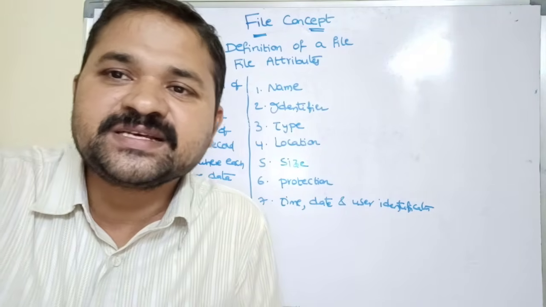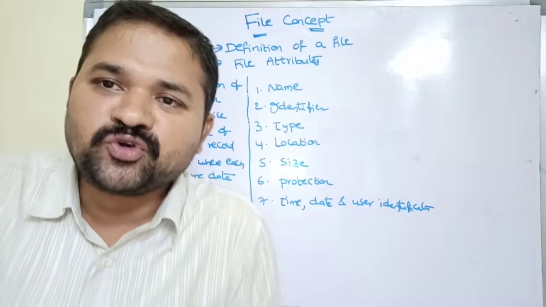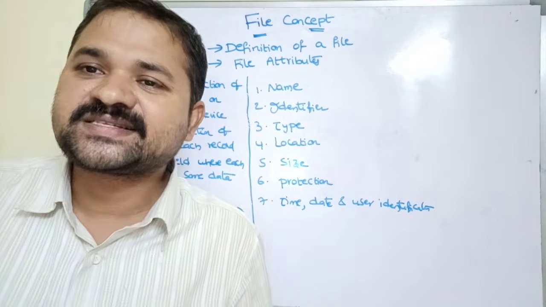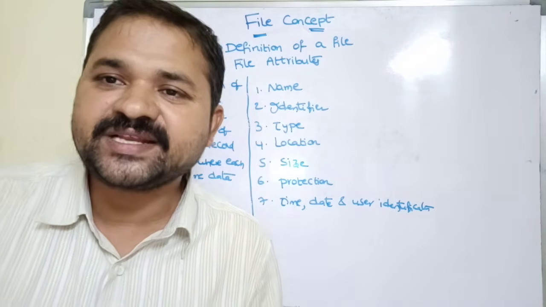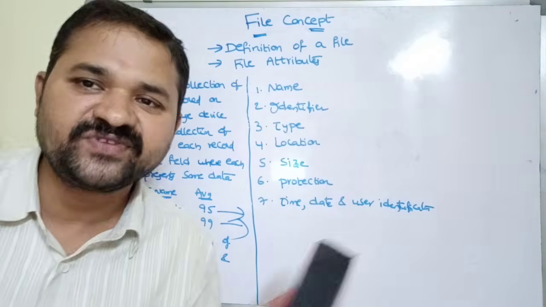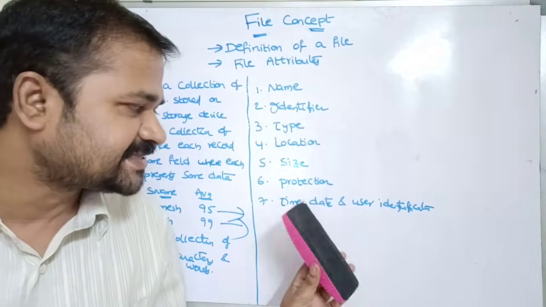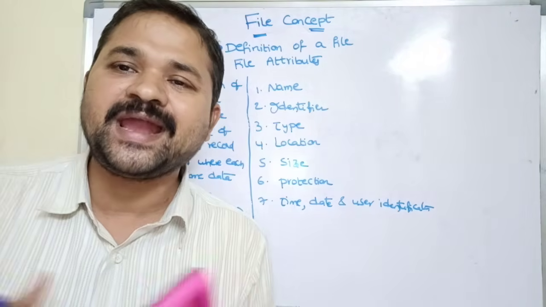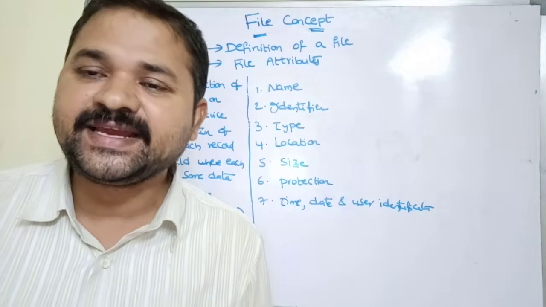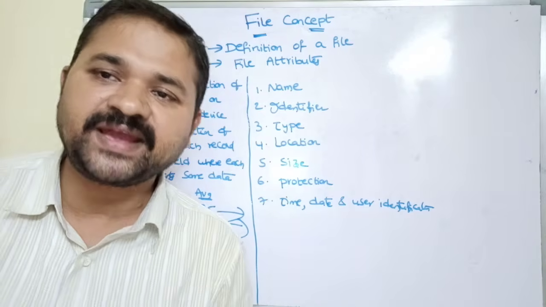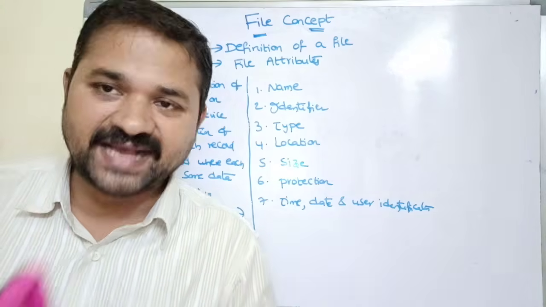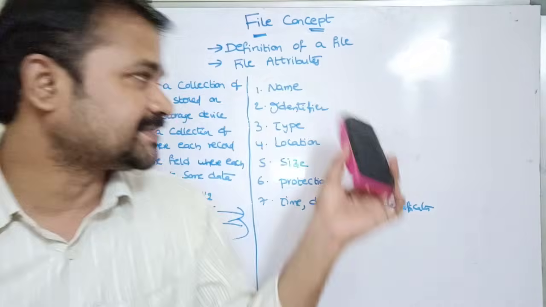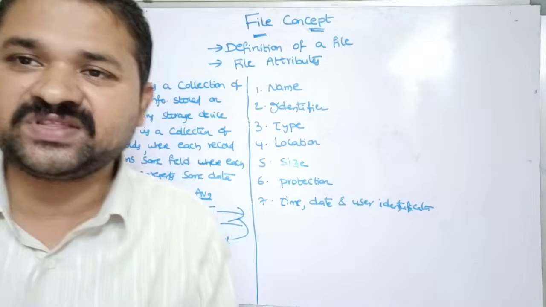So protection means read permission, write permission and execute permission. Which person has which permission? Which permission does the group have, which do others have, which does the user have? Those will be provided. And the last one is time, date, user identification. It specifies the time and date at which the file is created, lastly modified and lastly accessed. So these are the various attributes associated with the file.